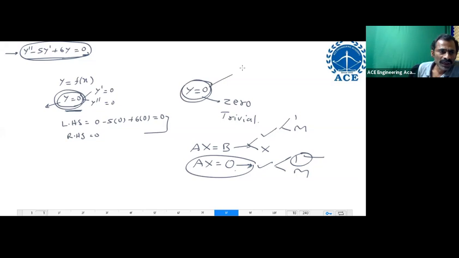Here, we are not interested in finding the zero solution. Our aim is finding the non-zero solution of the equation. The solution we find should not be zero. That is a non-zero solution.